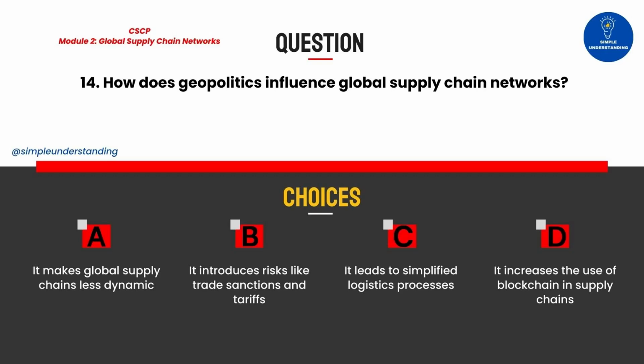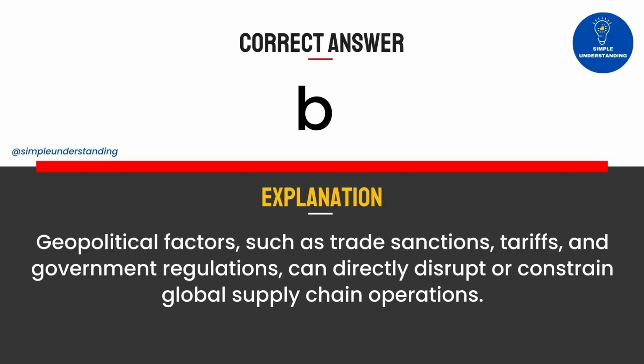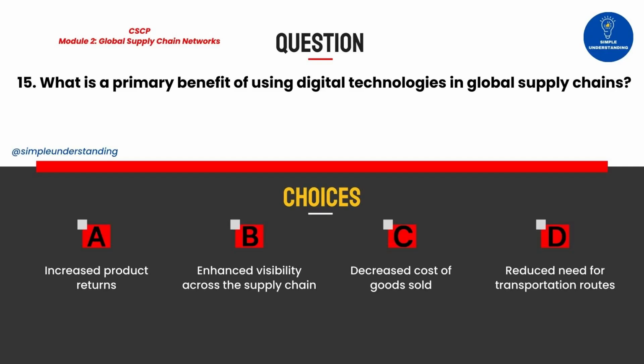A. It makes global supply chains less dynamic. B. It introduces risks like trade sanctions and tariffs. C. It leads to simplified logistics processes. D. It increases the use of blockchain in supply chains. Correct answer: B. Explanation: Geopolitical factors such as trade sanctions, tariffs, and government regulations can directly disrupt or constrain global supply chain operations. 15. What is a primary benefit of using digital technologies in global supply chains?